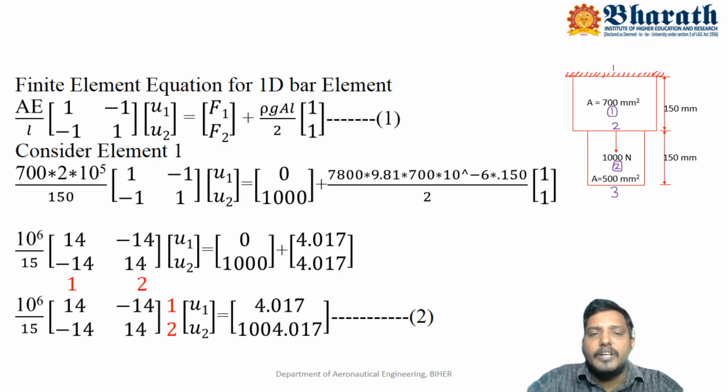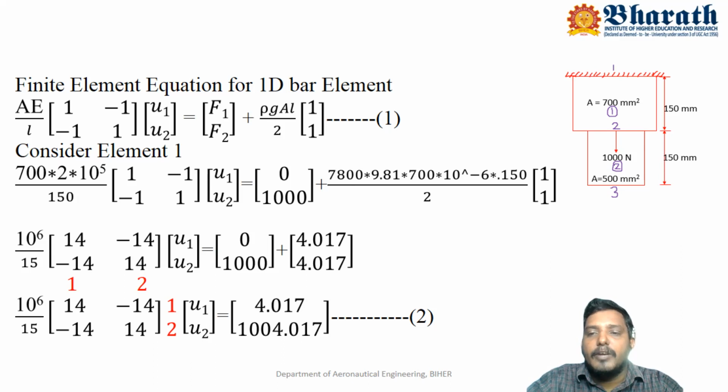Plus the density of the material is specified as 7800 kg per meter cube, and the g value is 9.81 meter per second square. The area is 700 mm square. Here we substitute everything in meters, so we use 700 into 10 power minus 6, and the length of the element is 150 millimeters, so we substitute 0.150, divided by 2, 1, 1. Then we get 10 power 6 by 15, times the matrix 14, minus 14, minus 14, 14, with nodal displacements u1, u2 equal to 4.017, then 1004.017. This is equation number 2.